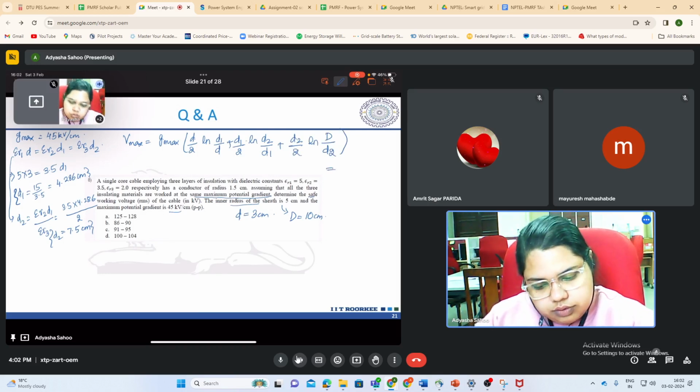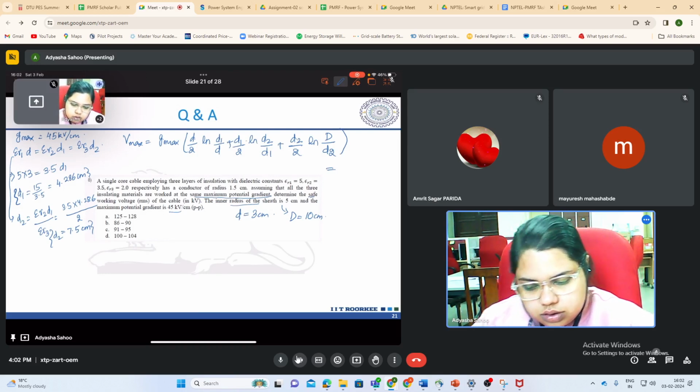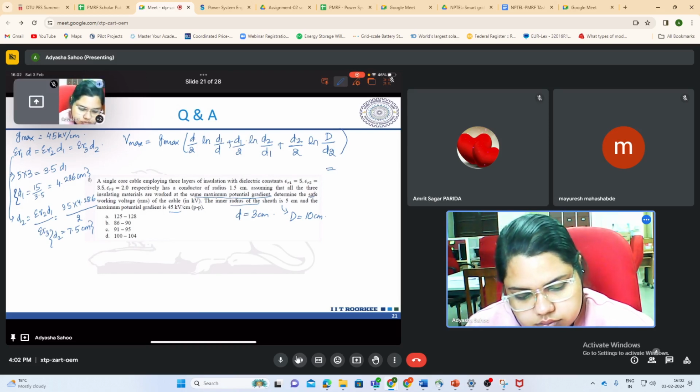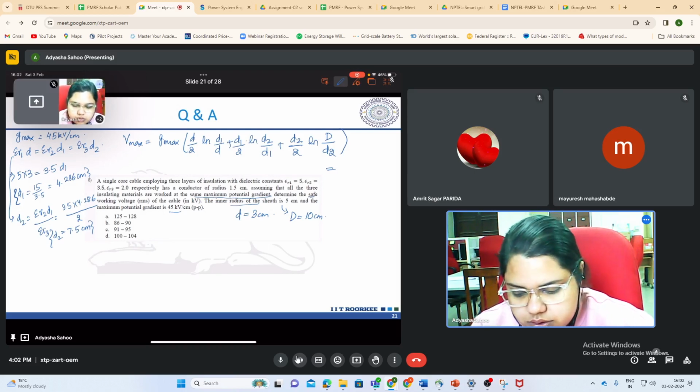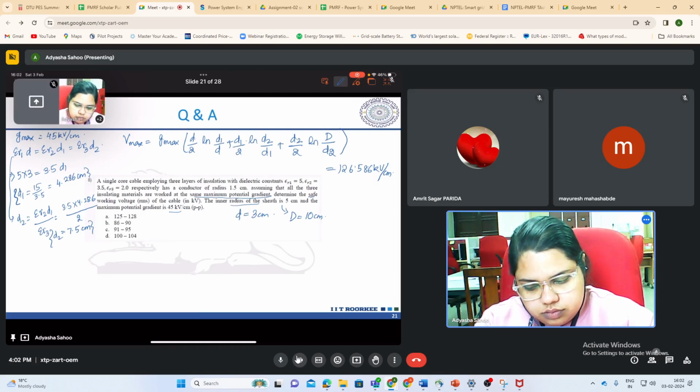So you know the value of d1, d2, capital D, everything is known here. So the value of Gmax is also given, 45 kV per centimeter. By substituting everything, you will get this as 126.586 kV per cm. So option A.